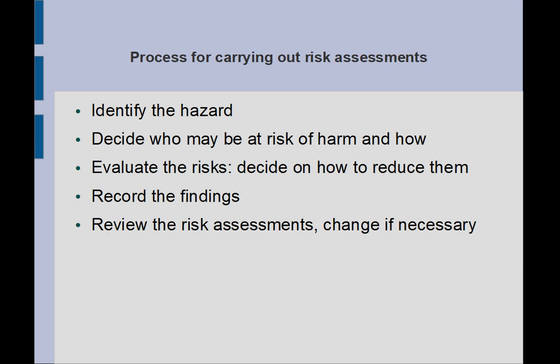So on that, decide how to reduce these risks. You want to record your findings, record your next steps, record any changes to policies or any particular guidance for this task, for this person, whatever it is. And then you would want to put down a date to review the risk assessment. It might be that you'd review it in a month, in 3 months, next year, but you would want to make sure you monitor it and change it if necessary.